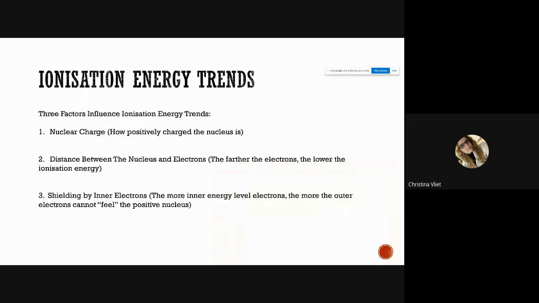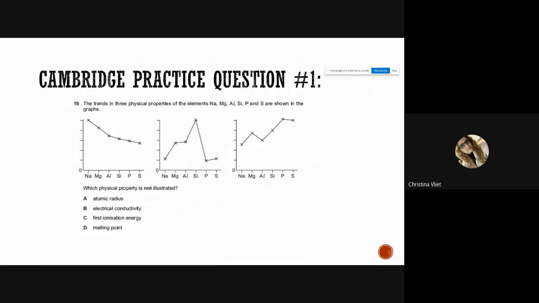I just rewrote this down. We already wrote it earlier. This is where I wanted to get to. The reason why I'm re-showing you trends we already looked at is because this is the type of question that Cambridge likes to ask. The trends in 3 physical properties are shown, from sodium to sulfur. Which one is not being shown? Can you spot out which trend is not being shown on those graphs? How could you work through it?